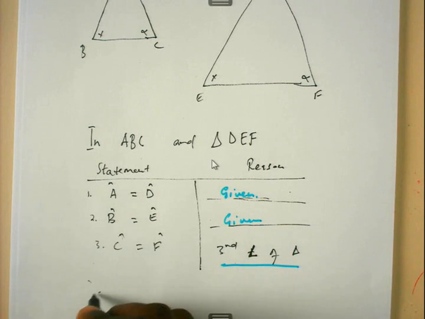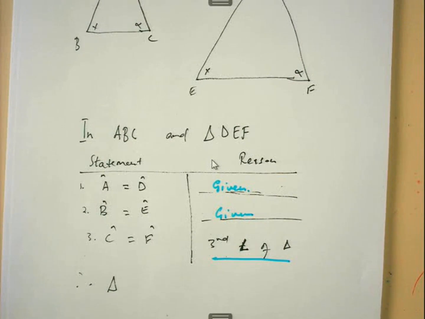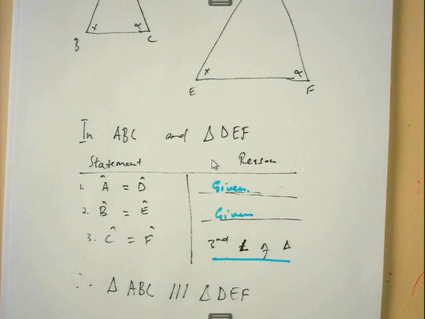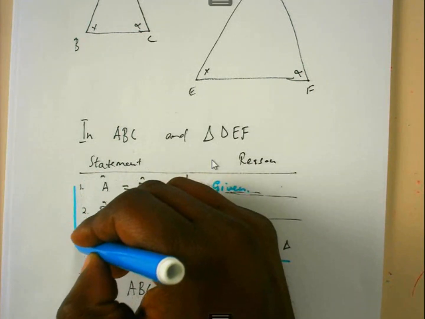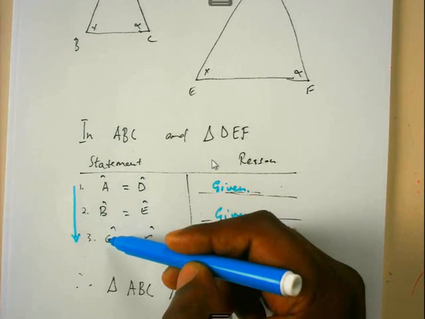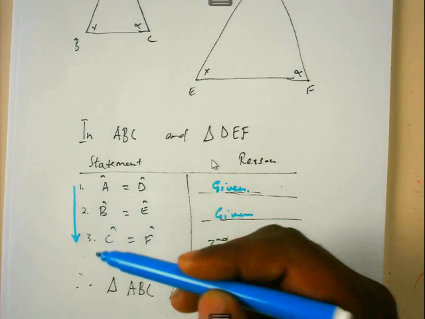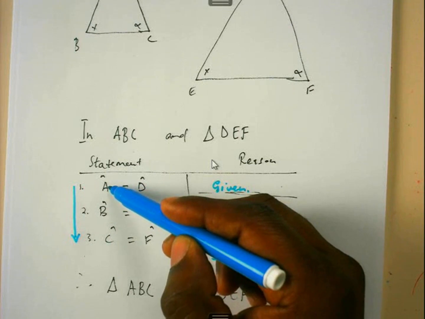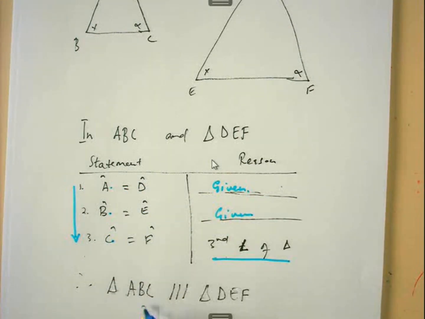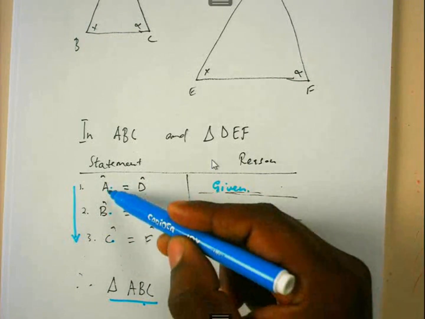Now, you say, therefore, I can conclude that triangle ABC is similar to triangle DEF. I want you to look at how I write this now. Where do I take ABC? When I make my conclusion here, very important, I must write the triangle in the order in which the angles were actually proved to be equal. If I started with angle A here, it must be triangle ABC.